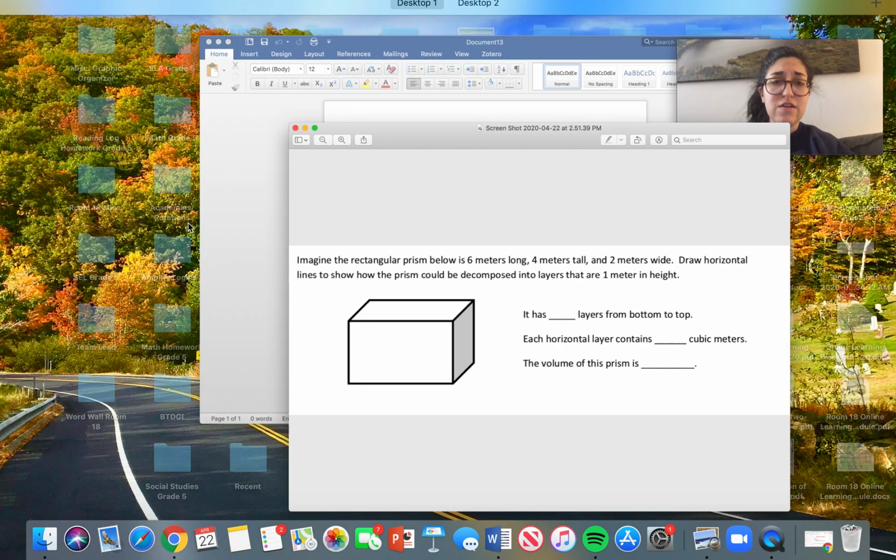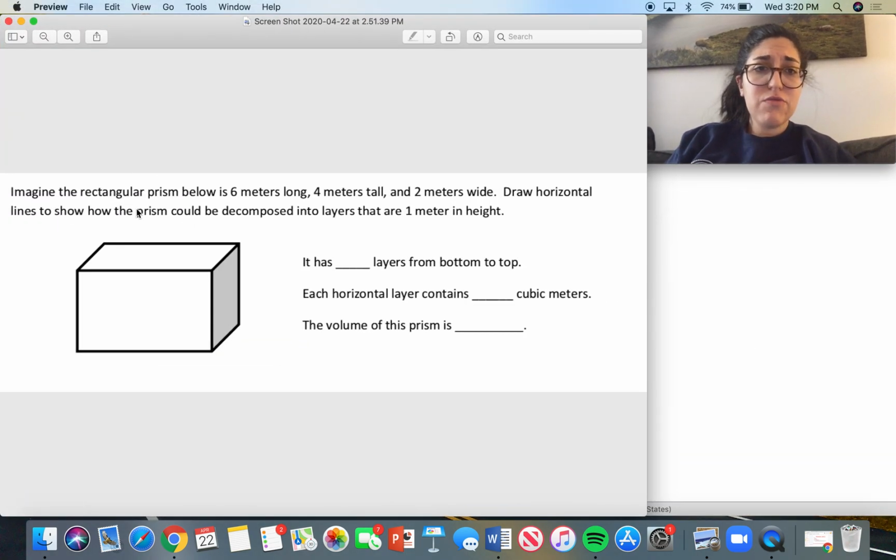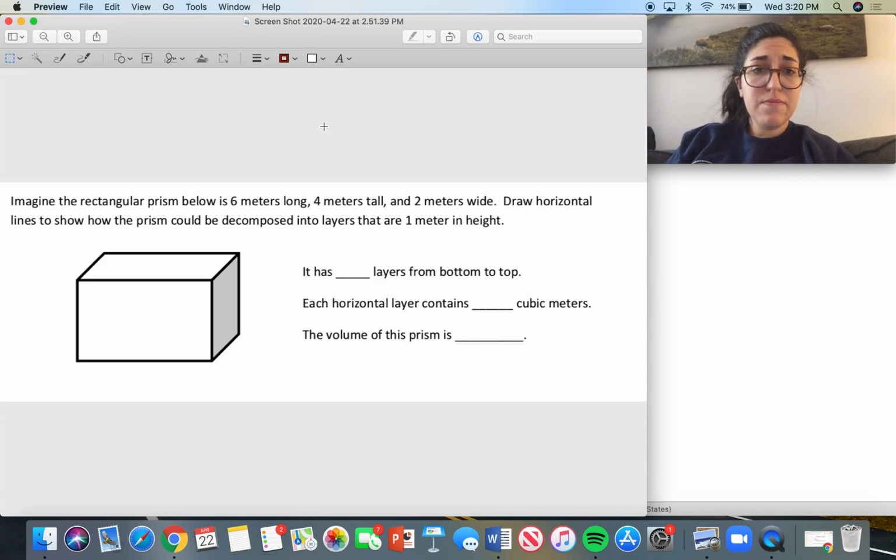All right, let's look at this. This one says, you have a rectangular prism below. It's 6 meters long, right? Long is this way. 4 meters tall.